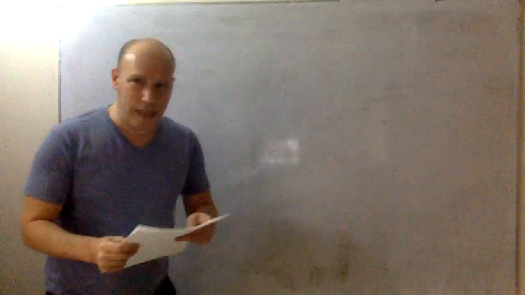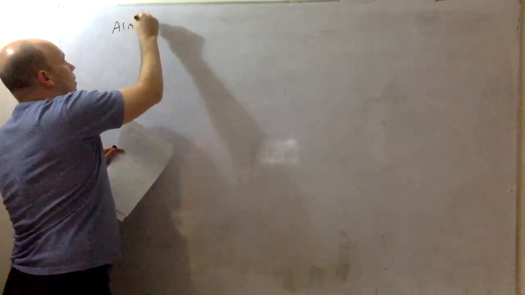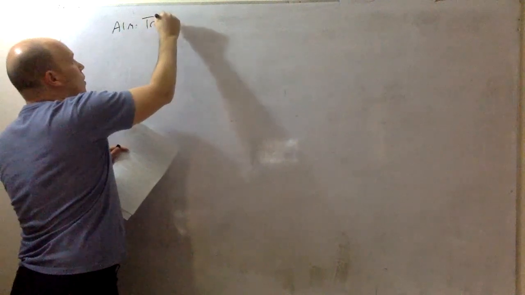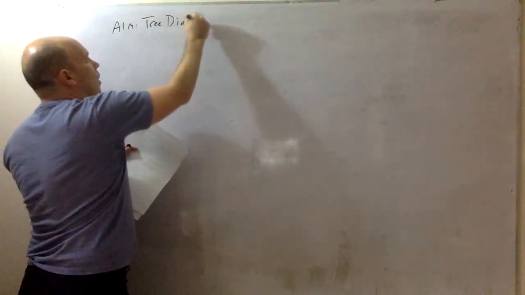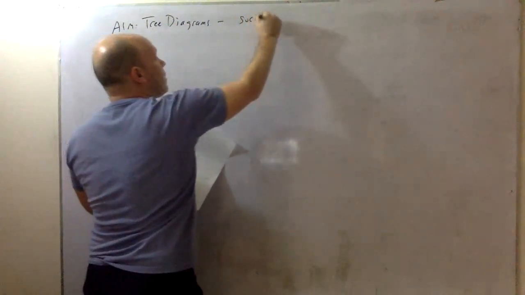Okay, let's look at 22C. 22C is tree diagrams, and the idea is the probability of successive events. So the aim is tree diagrams and the idea of successive events.